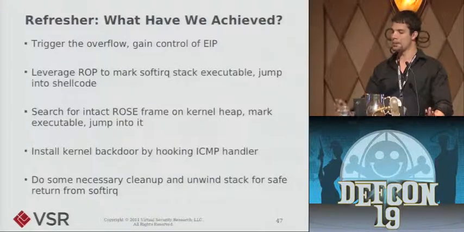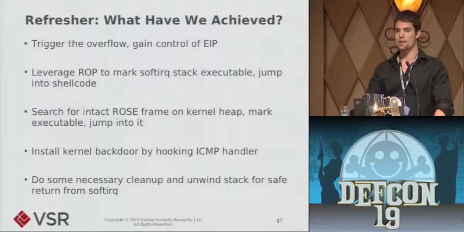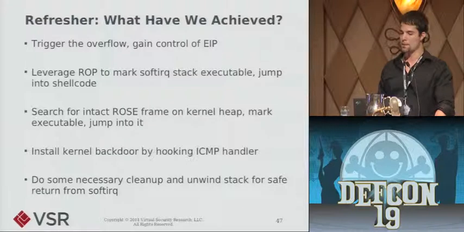So let's go over what we've done so far. And that's the end of the exploitation phase. At that point, if you send your exploit over, it installs its hook, and the kernel keeps running, and it would never notice anything happening. So what we've done so far: we trigger our overflow, gain control of the instruction pointer, and then leverage return-oriented programming to mark the soft-IRQ stack where the overflow took place executable, and then jump into a shellcode stub on the soft-IRQ stack.